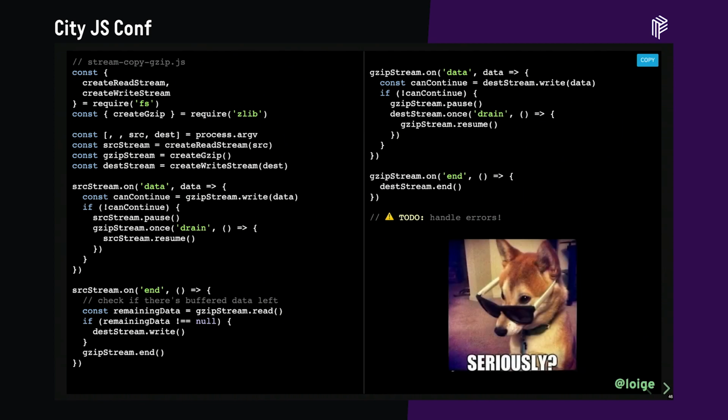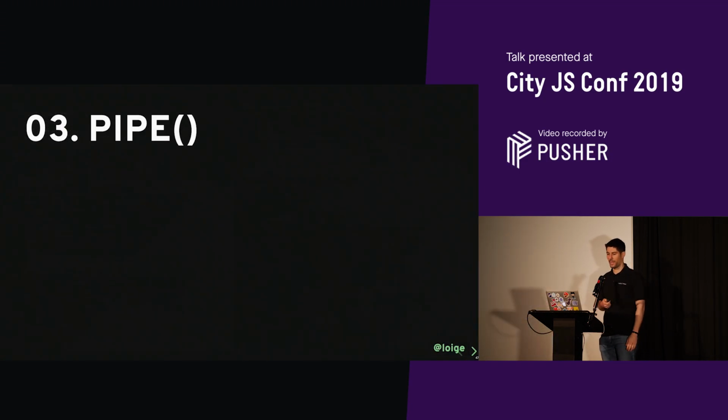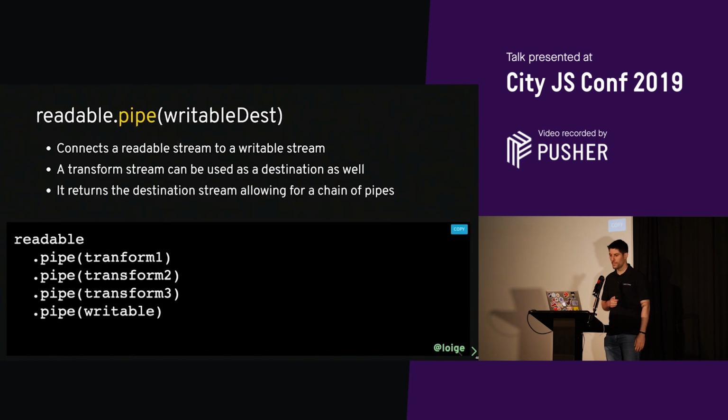So this is not good. Seriously, there must be a better way. Otherwise, we wouldn't be talking about streams today. And of course, there is a better way. And it's called the pipe operator. And the pipe operator is super simple. And it looks like this.